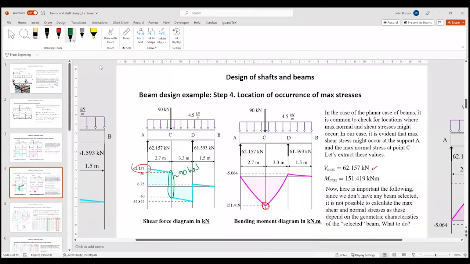Because if I'm trying to see graphically what's the value of those shear forces, then these questions should have come at some point in your minds, about, yeah, but what happens here, not even now, but before. Why 62? Why not 90? Because 90 is definitely applied there, but why? Consider this.